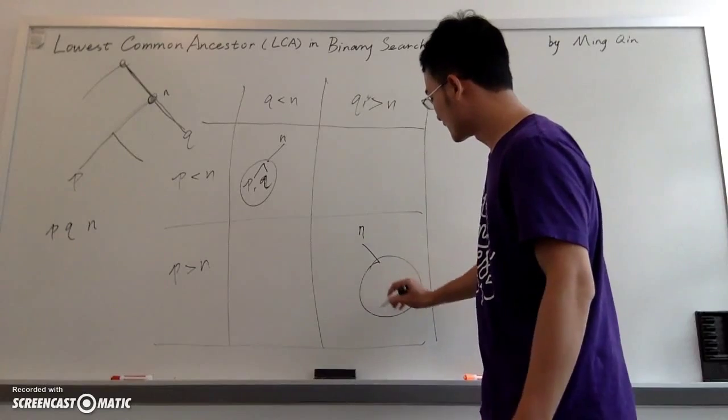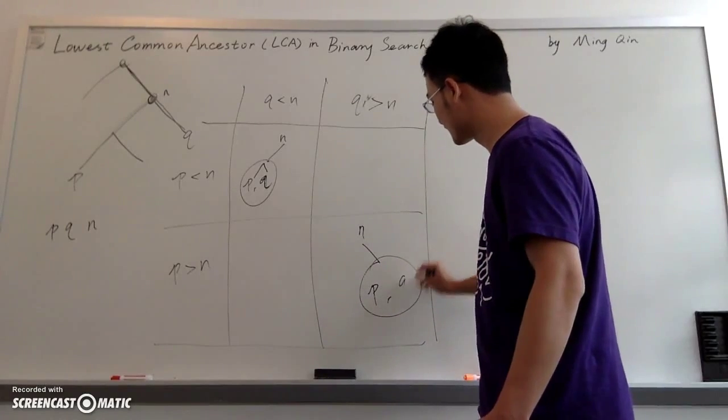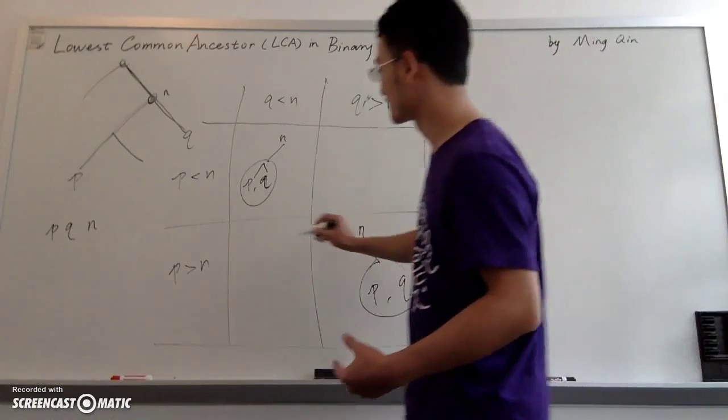Why? Because we can find another node in the subtree to be their ancestor. Similarly, n is also not the answer that we want to find.